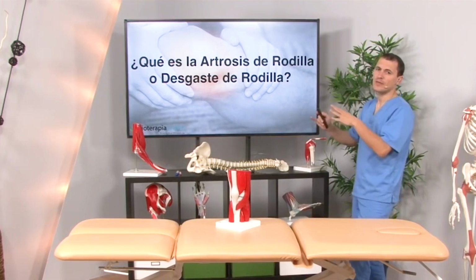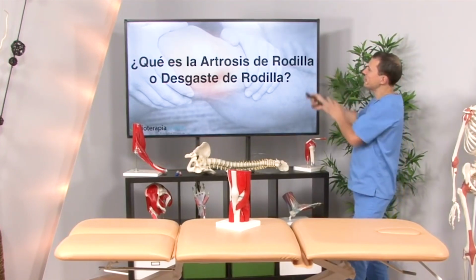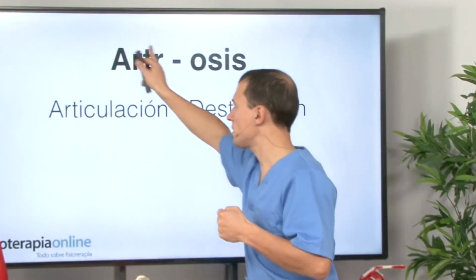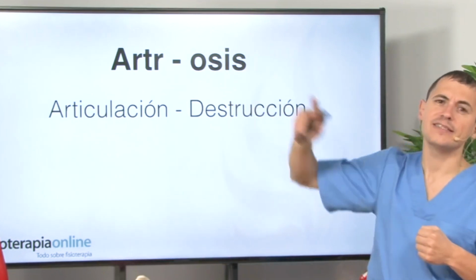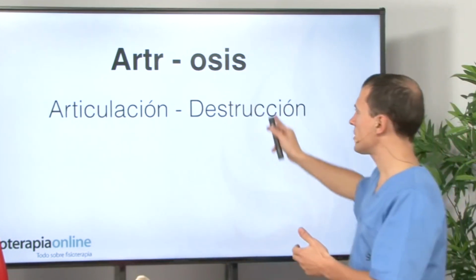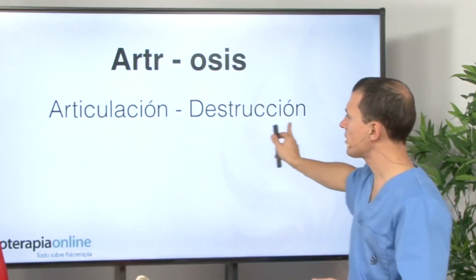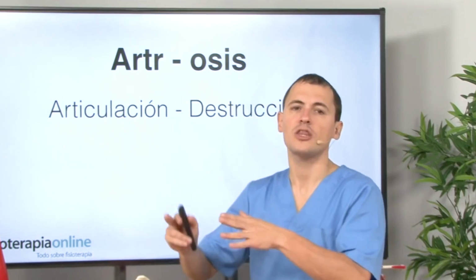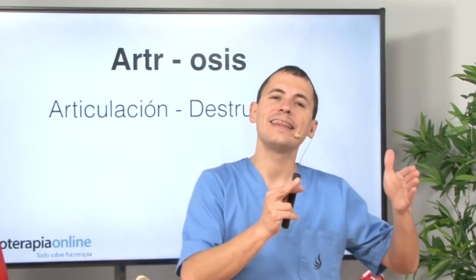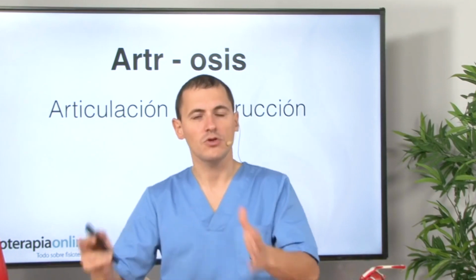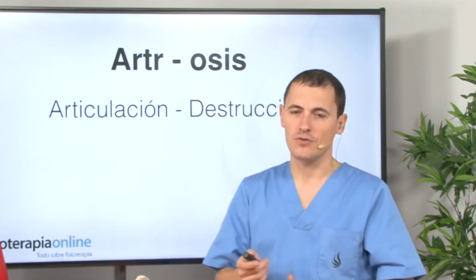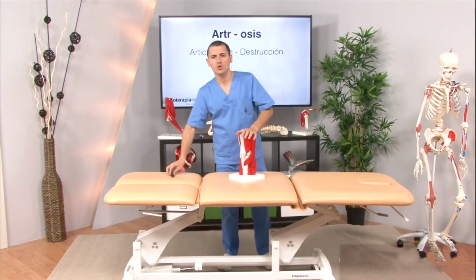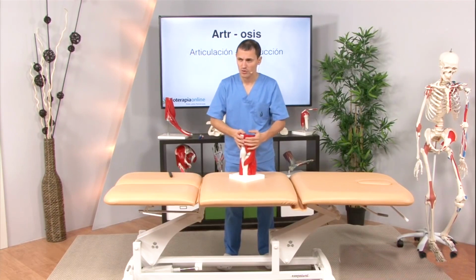Let's start by explaining what knee osteoarthritis is. And I want to start by explaining what the word osteoarthritis means. So, if we break it down, we read that it has a first part, which is arth, from arthritis of the joint, and a second part, which is osis, which whenever you find it, will mean destruction, degeneration, aging. Therefore, knee osteoarthritis is the degeneration, aging, or destruction of the knee joint.